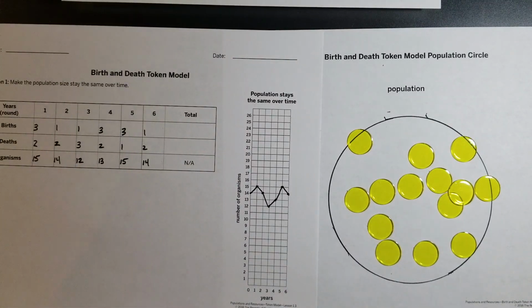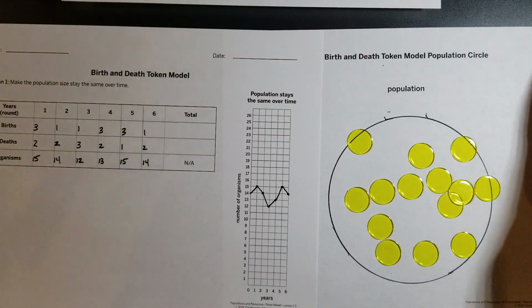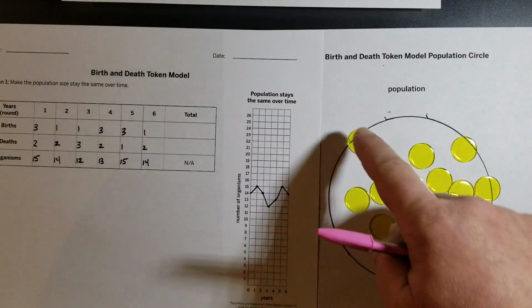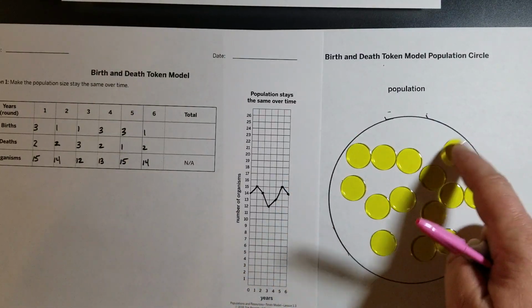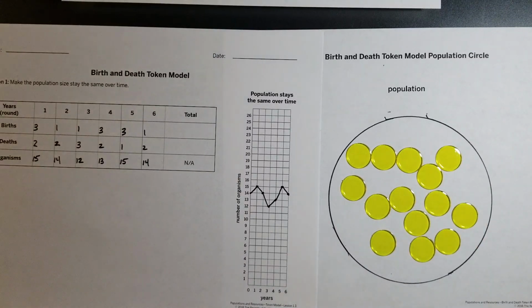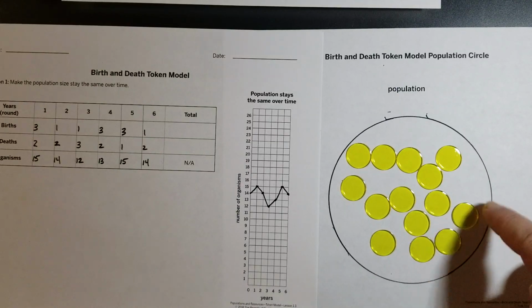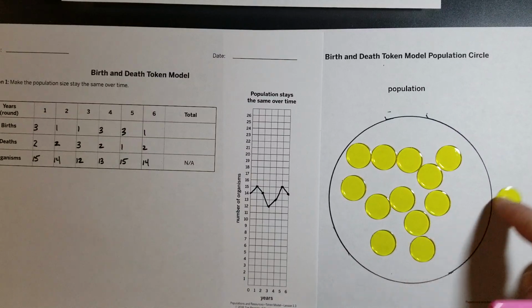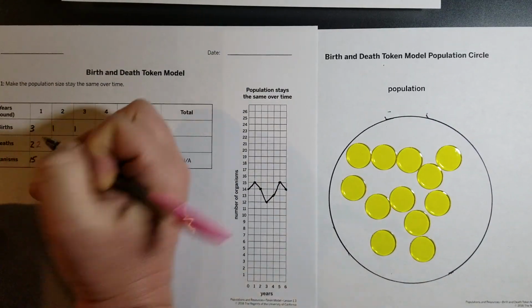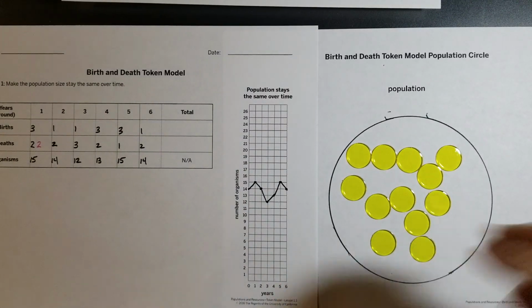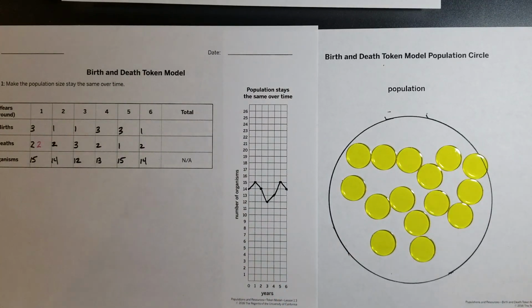Well, mission 2, hopefully you are following along and doing this, but I'll work us through mission 2. Mission 2 says to make the population size increase over time. So we start off with 14. Okie doke. And let's say there's going to be 2 deaths, and we'll put a 2 here. And then we'll have 3 births. 1, 2, 3 births.